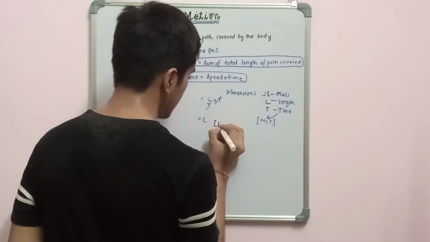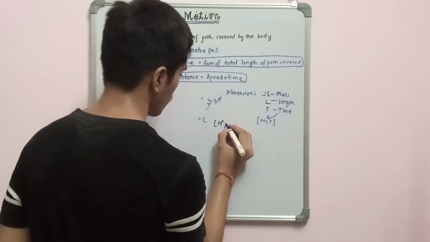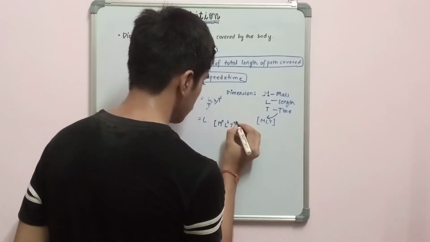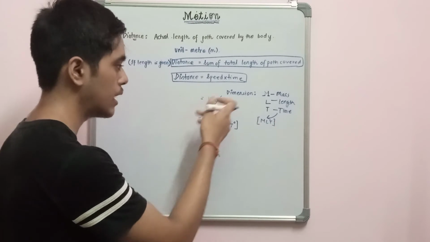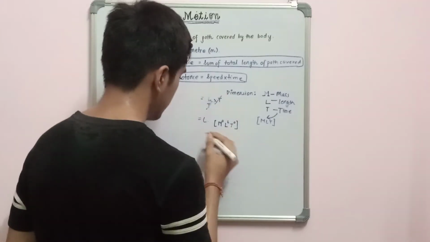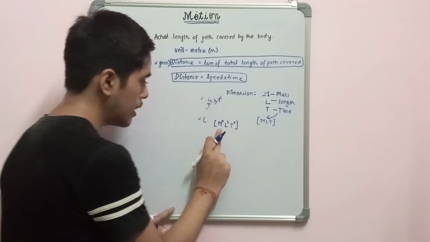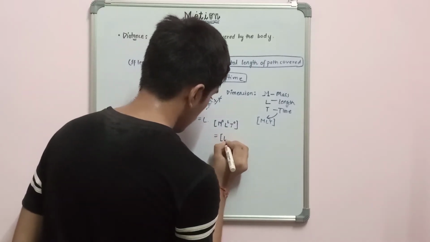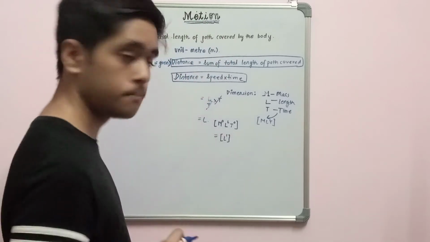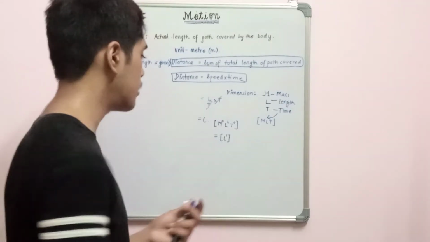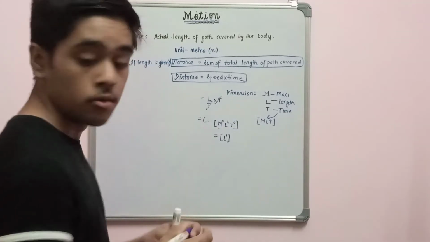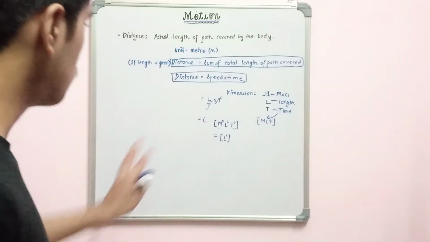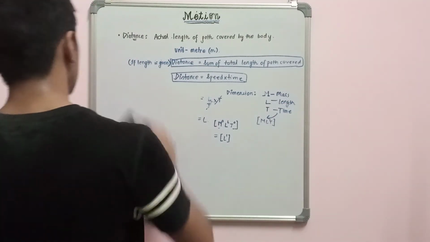We can write it as m to the power 0 because no mass is there, L to the power 1 because only length is there, and T to the power 0. No time is there, time has been cancelled out. We have just seen it. So I can write it as L raised to power 1, because m is 0 and T is 0. We will learn about dimension when we calculate the dimension of other physical quantities, so no need to worry about this. Let's come to displacement.